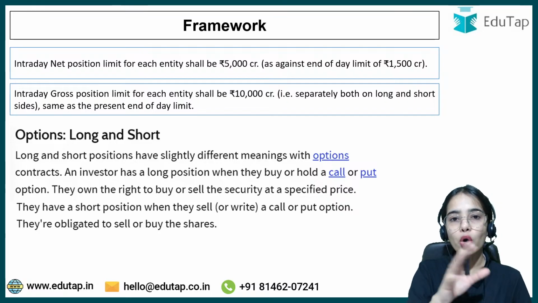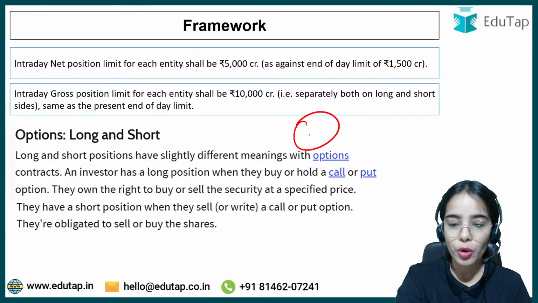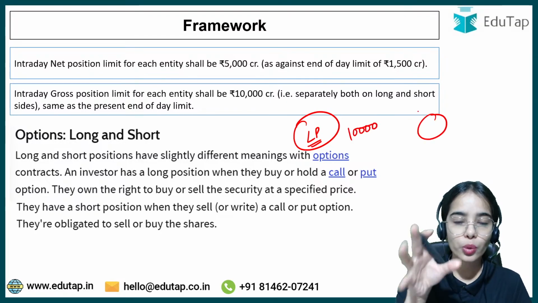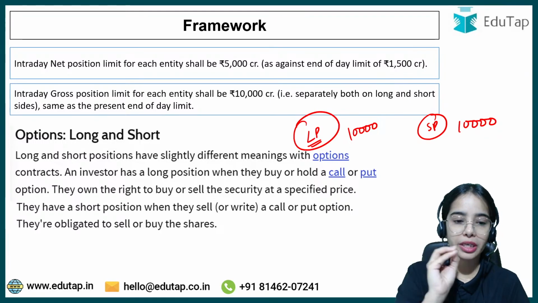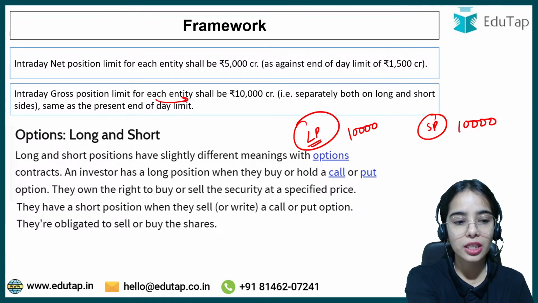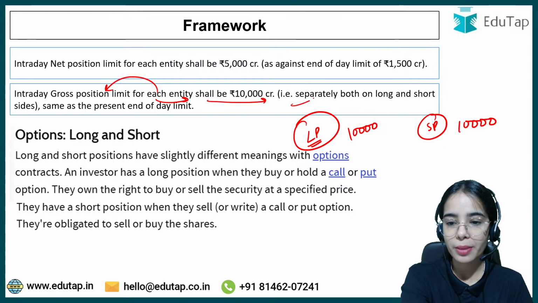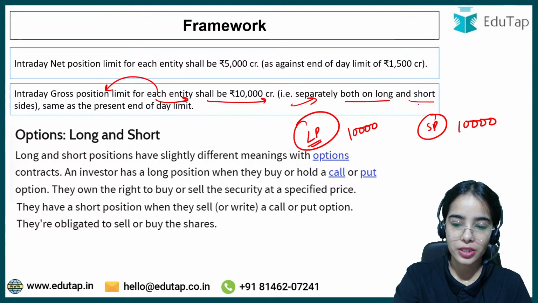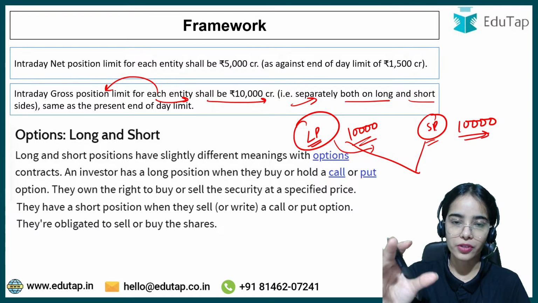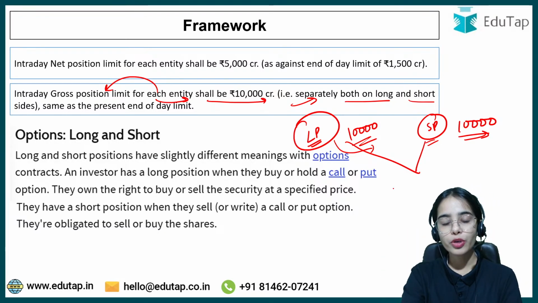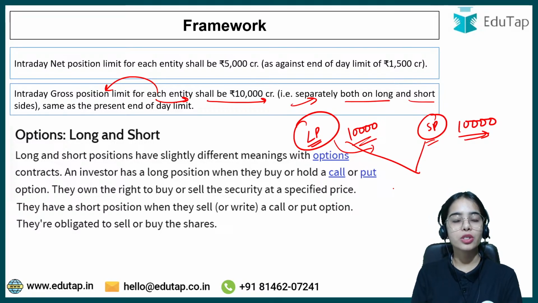Next is the intraday gross position limit. The gross, that means the total position limit for the long position is 10,000 crore, and the total intraday gross position limit for the short position is also 10,000. So the gross position limit is for each entity, 10,000 crore separately, both on long and short sides. My long position limit is 10,000 crores, and the short position limit is also 10,000 crores.